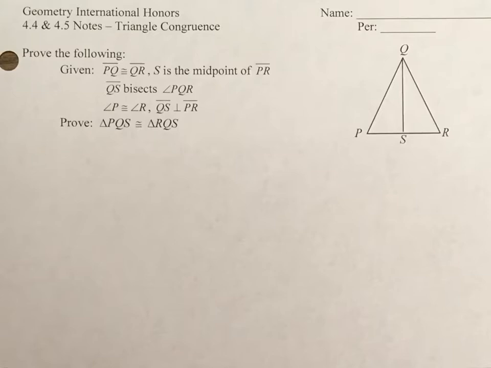Now, normally we want to start with the given statement, and a lot of times we'll write all of the given, but in this proof I'm just going to take one piece from the given statement at a time. So let's start with our first piece of given information. We have a segment PQ that is congruent to a segment QR. So why is that true? Because we are assuming that it's true, so we'll write given. Given just means we're going to assume this information is true.